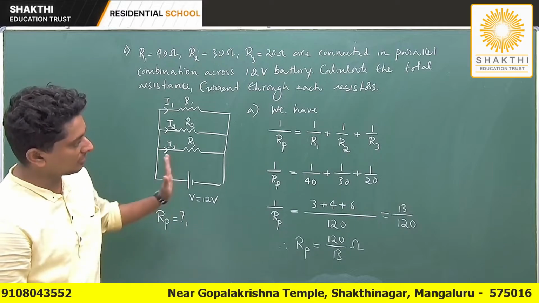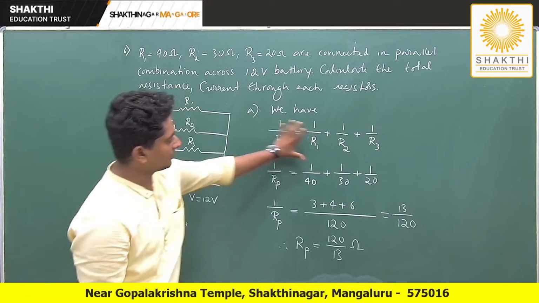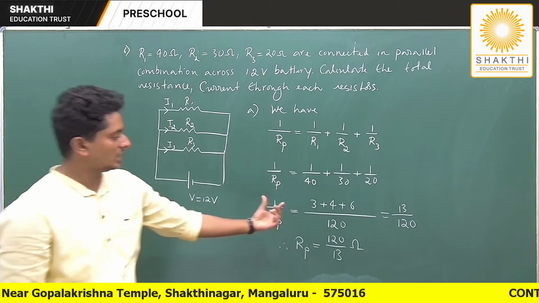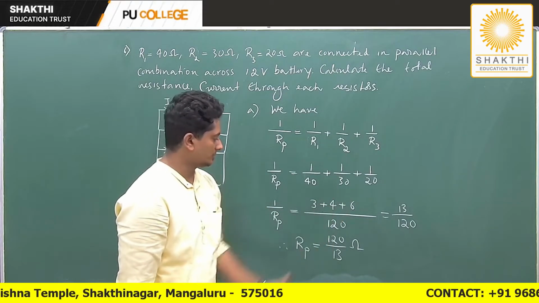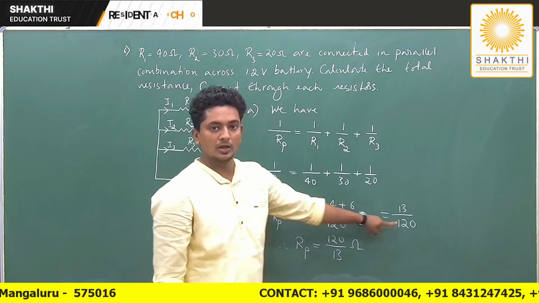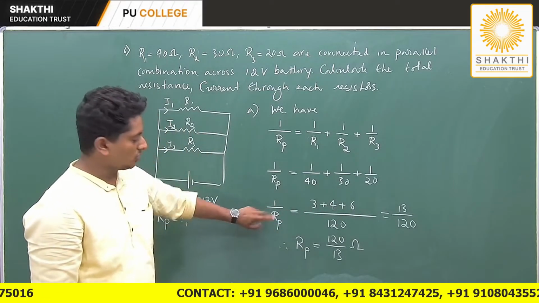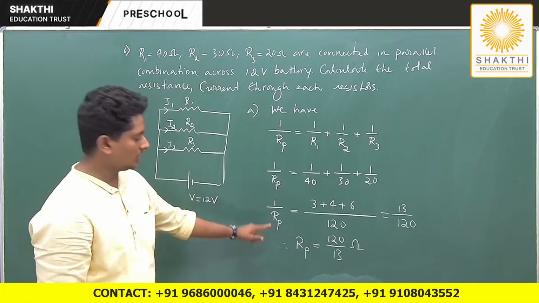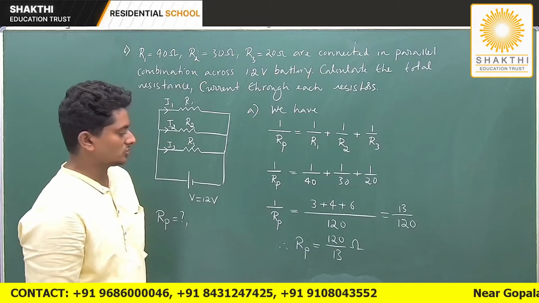So please be careful. How did I solve it? This is the formula. I substituted R1, R2, R3, took the LCM and solved it. And what you get is 1 by Rp. Please be careful, this is not your Rp. This is 1 by Rp. And then you have to flip it. Take the reciprocal, you get this. Okay, so this is the answer for Rp.